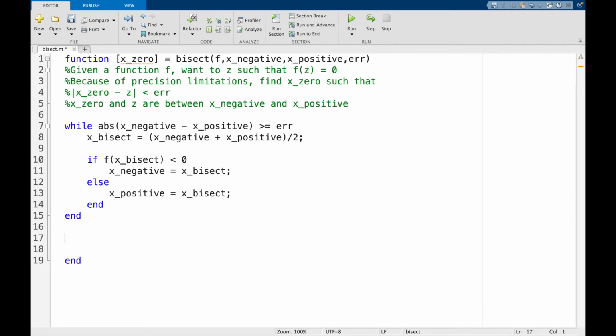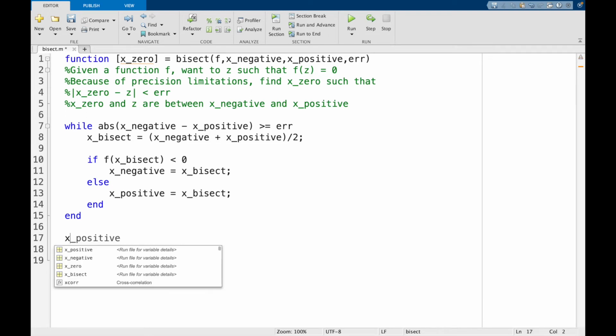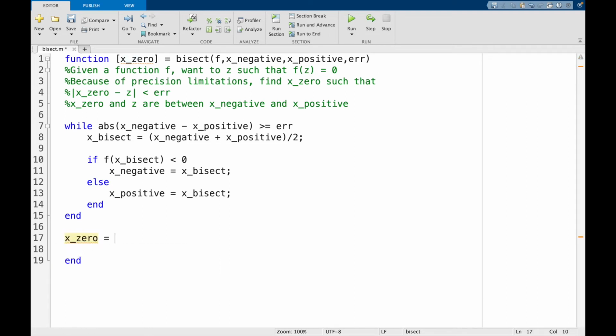And then our x0. Now we have a choice here. I could pick it to be x positive, I could pick it to be x negative. Even better is I could pick the midpoint between x negative and x positive, but I'm just going to set it equal to x negative, it doesn't really matter. I'm going to save my function, and now we can go try it out.